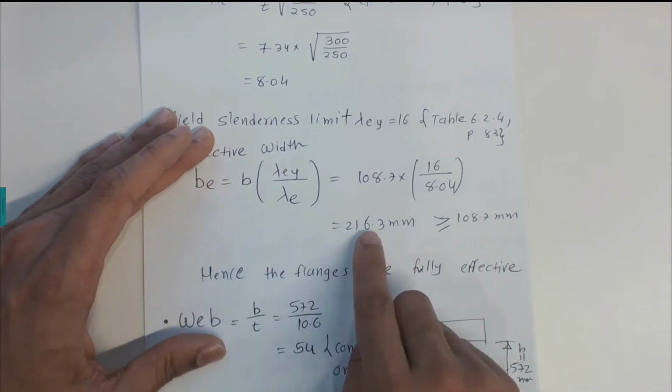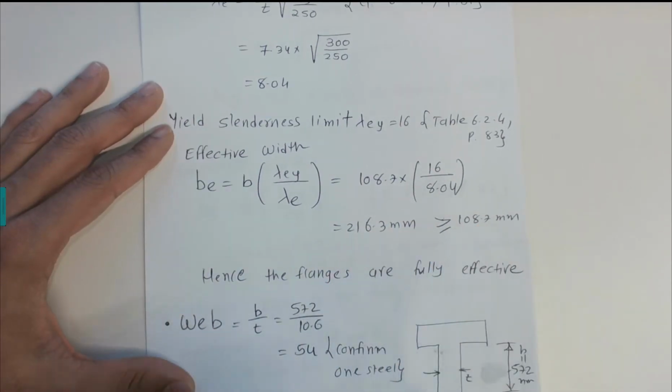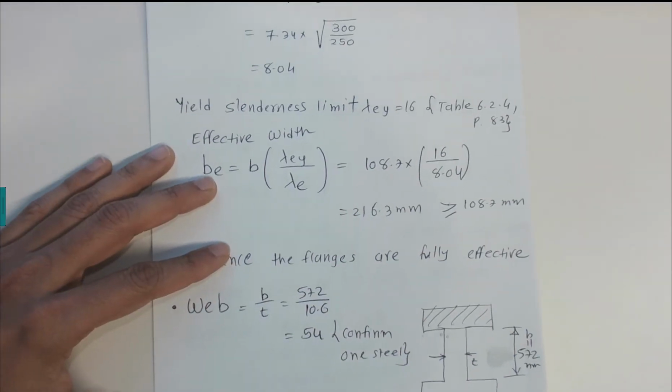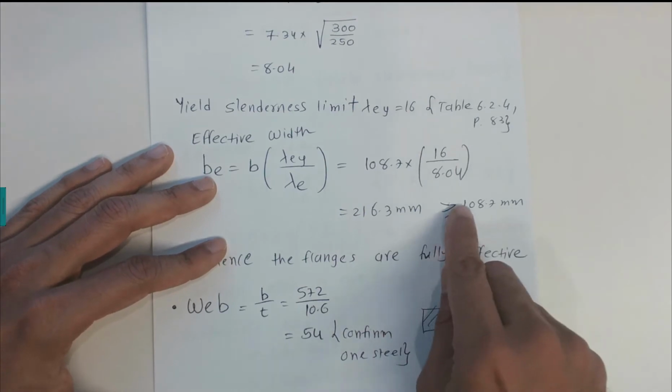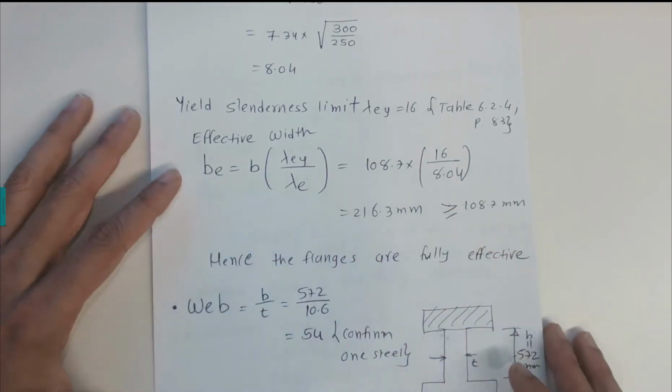What is the relationship here? Now BE is 216.3, and that is greater than 109 millimeters. So in that case, the plate is fully effective. That's the scenario. If it is less, then we will need to have an effective width.